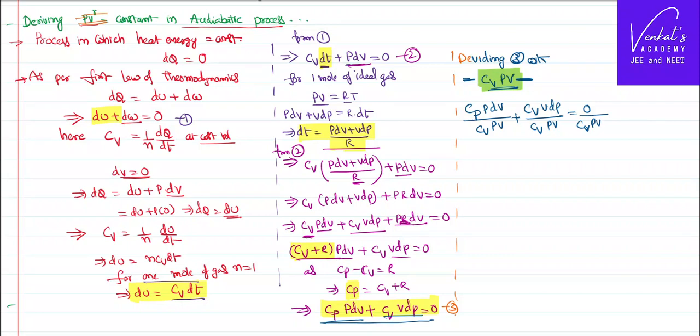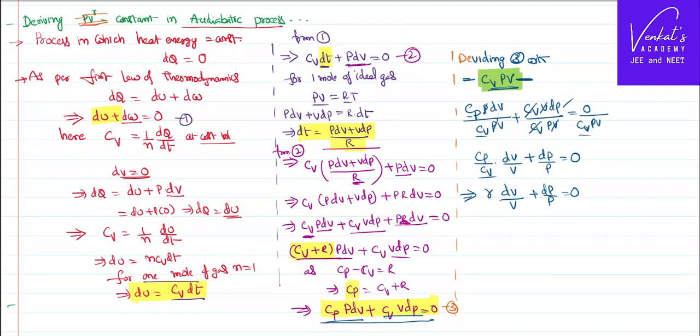Now you see, this P and this P can be cancelled. This V and this V can be cancelled. This Cv and Cv can be cancelled. So what is remaining? Cp by Cv, and dV by V, plus dP by P. 0 by anything is equal to 0. That implies Cp by Cv is nothing but gamma as per the definition that we had earlier. So gamma dV by V plus dP by P equal to 0.